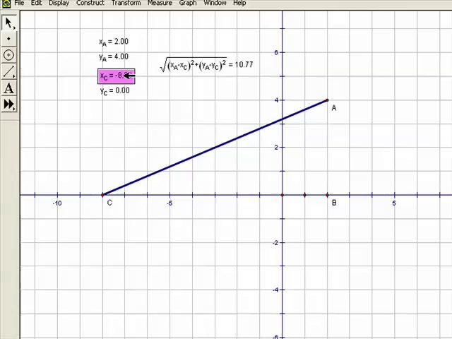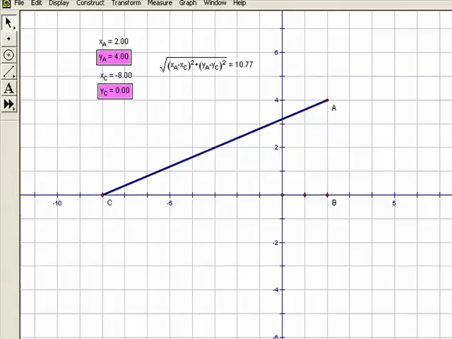So we take this value minus that one and square it. That always gives us a positive number when we square something if it's negative. And then we take ya, which is 4, minus yc. It really doesn't matter which order we do it because we're going to square it. That takes the negative out of it, and then we see that the answer there is 10.77. So that's how long that segment is.